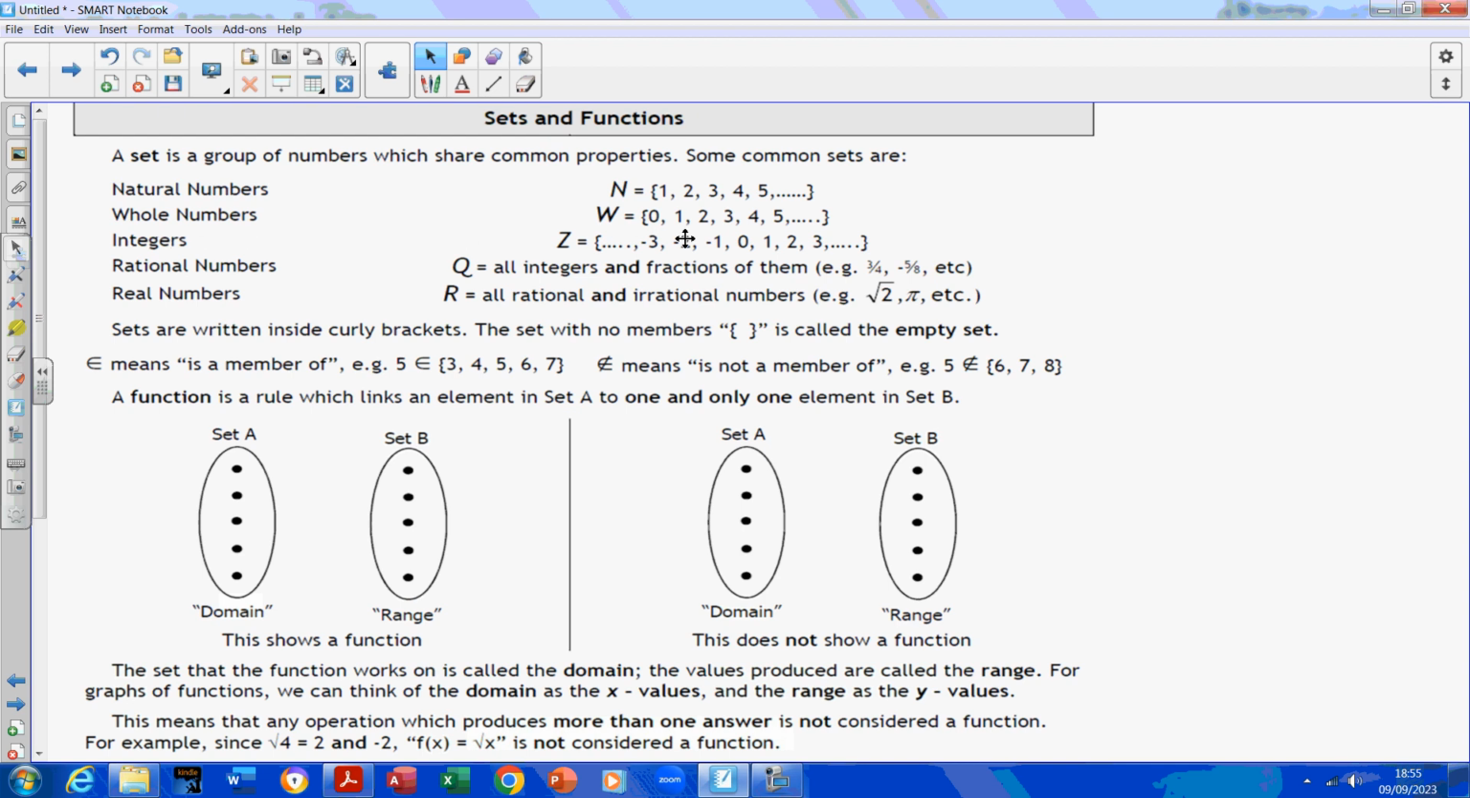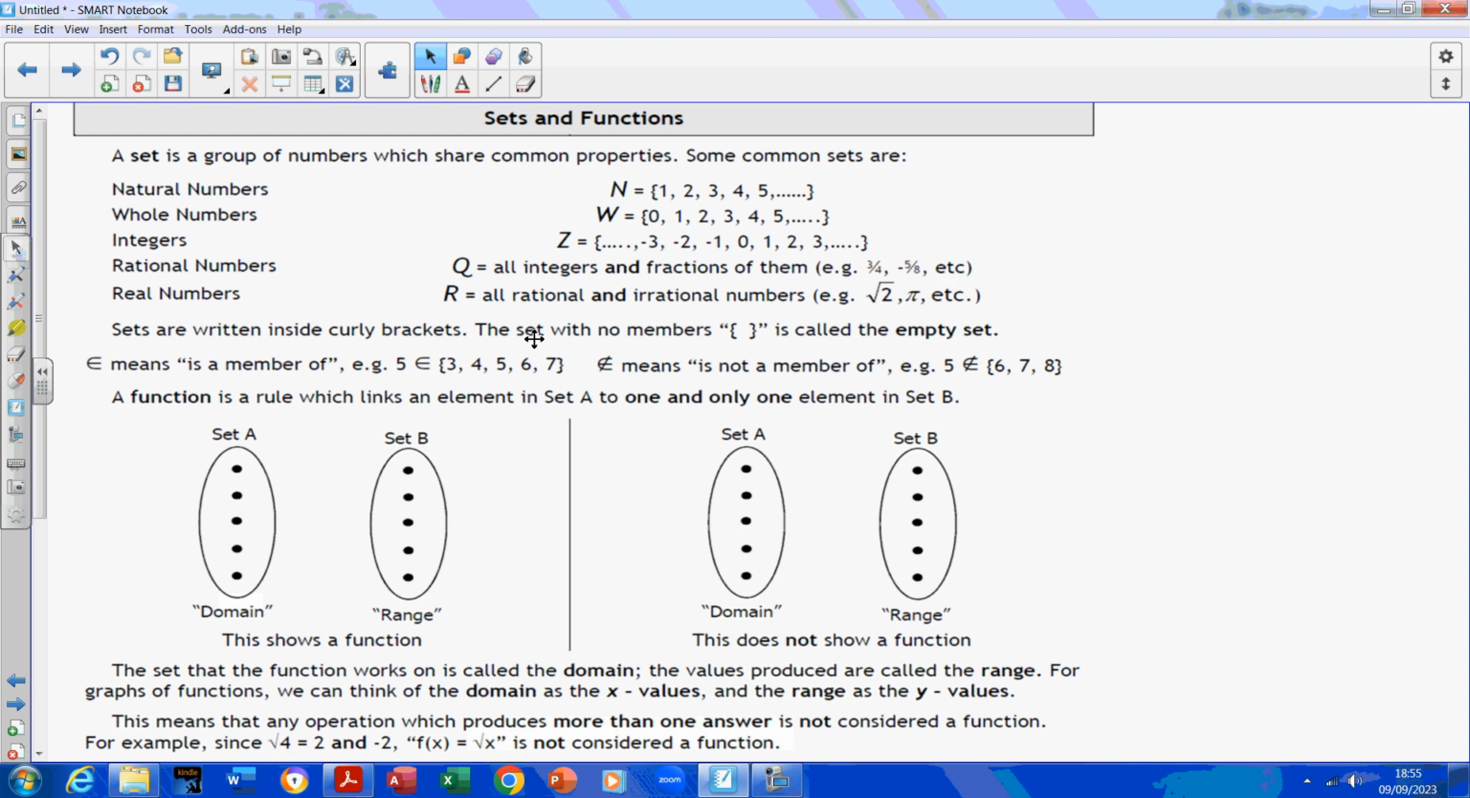Whole numbers are all the ones above, but we include 0 in that. Integers are all your negative numbers as well. So it's like your whole numbers with all your negative numbers onto it. Rational numbers have got this symbol Q, and you do not need to worry about this. If you have a ratio, it's another name for a fraction. So it's any numbers that can be expressed as a fraction.